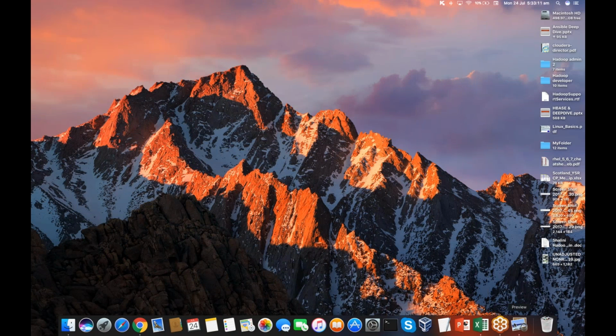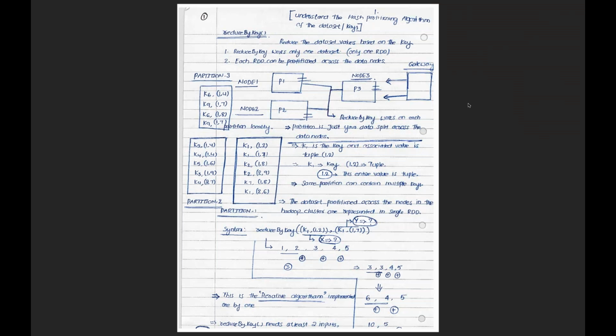The session is recorded. Now, today we are going to talk about the important transformations of Spark. First thing will be reduceByKey.